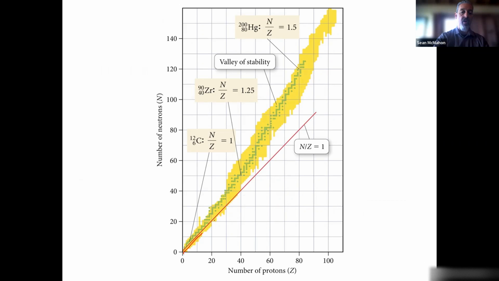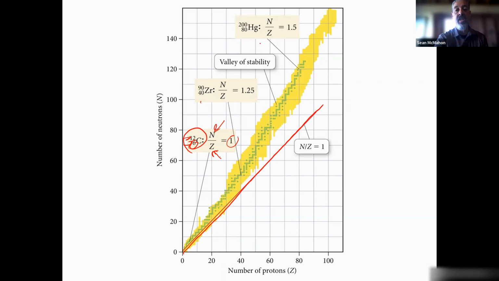We see that it's not always a perfect one-to-one ratio. With the lighter elements like carbon, we see that one-to-one ratio because the mass number is 12. Mass number is the number of neutrons plus the number of protons, and the atomic number is 6, that's the number of protons. So 6 plus 6, we have the neutron over the proton number equal to 1.